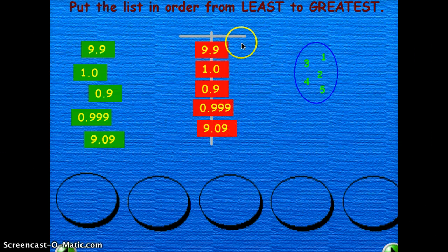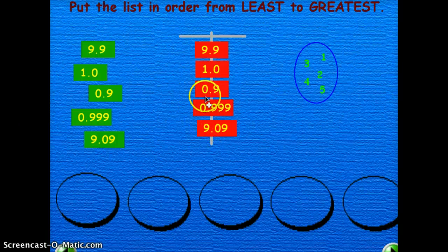So I'm looking to find the smallest decimal because that's going to go first in my list. Looking at these first numbers, I have 9, 1, 0, 0, 9. I know I can't cross anything off because I could only cross it off if all 5 of these shared the same number, and that's not the case.